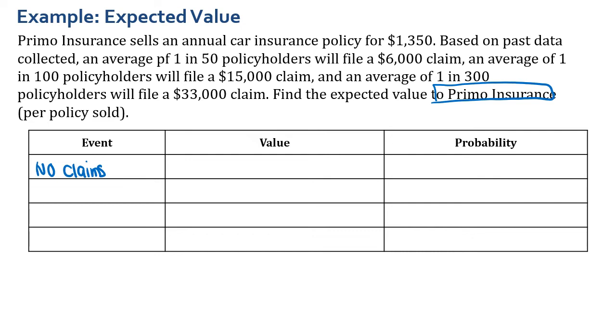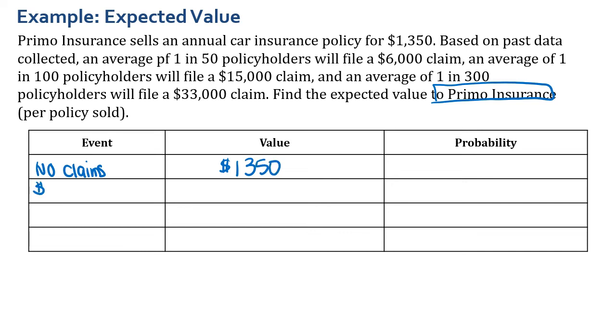So that's something else that's important to consider when you're coming up with your values. Is it the policyholder, or is it the lottery ticket person, or is it the people that own the lottery or own the insurance company? And in this case, it's the insurance company. So if a person doesn't have any claim, well, the insurance company is going to make $1,350 on it.